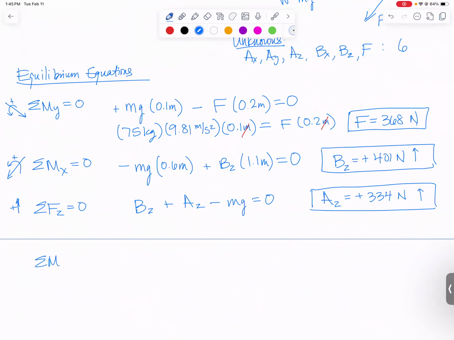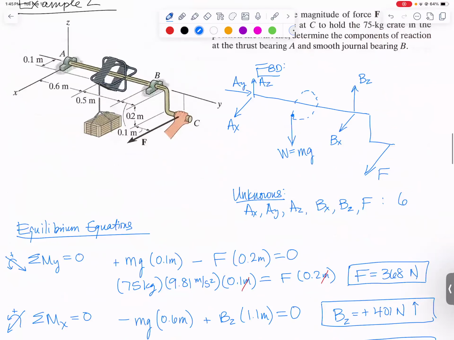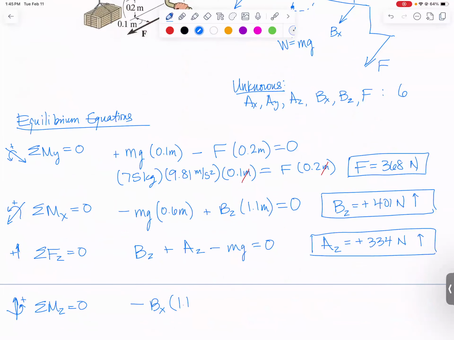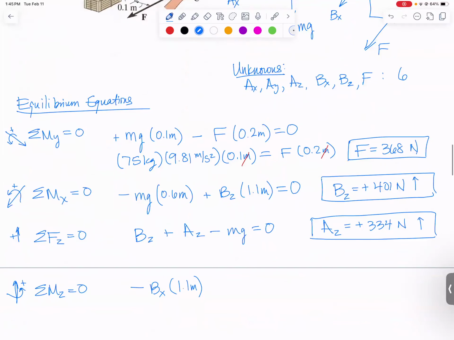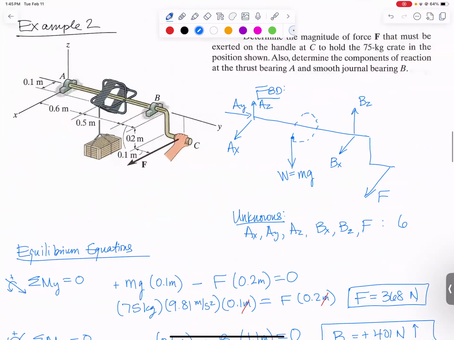So we're summing moments about the Z-axis equals 0. So that's our positive direction. We will end up with minus BX times how far away it is. BX is right here, and that distance will be from A to B, 0.6 plus 0.5, it'll be 1.1 meters away. And also negative F times however far F is from point A. And it's the distance in a perpendicular sense.